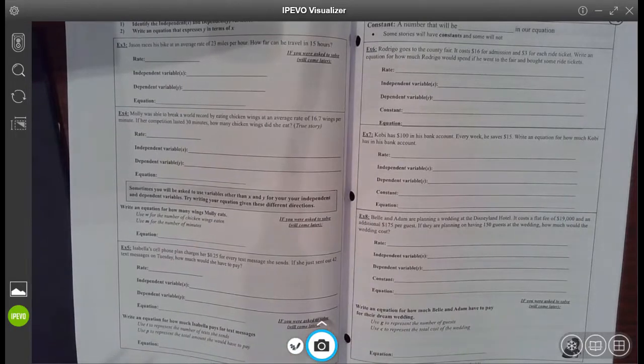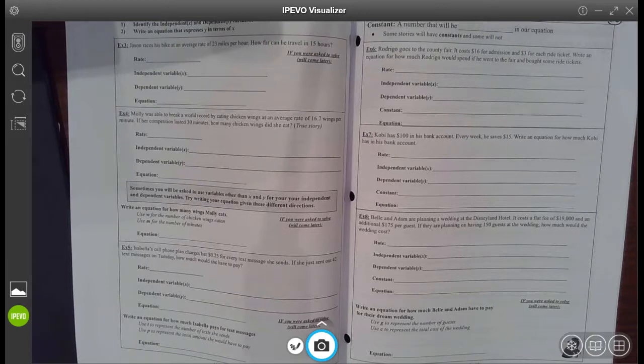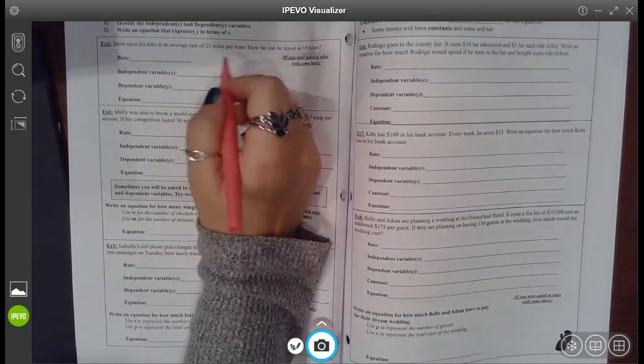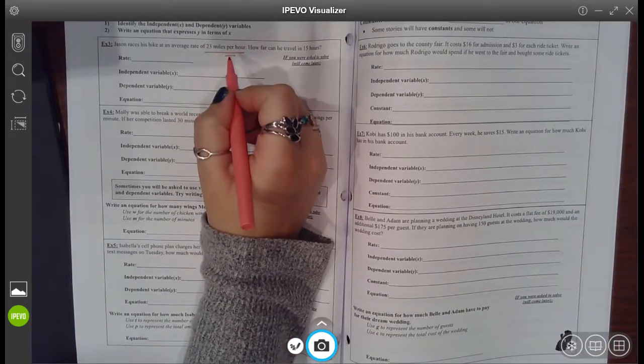Again, we want you to identify the independent and dependent variables in order to help you write the equation that expresses y in terms of x. So for our next example, it says Jason races his bike at an average rate of 23 miles per hour. How far can he travel in 15 hours? What's my rate? Well, remember that 23 miles per hour.